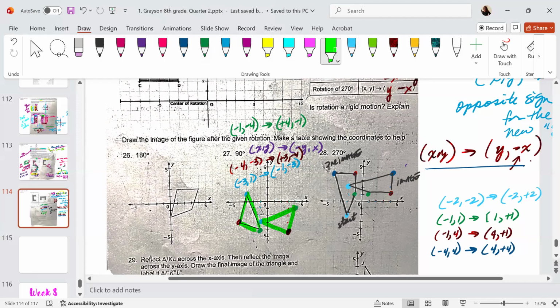Did your teacher teach you how to do this? Yeah, I took the notes, but I just didn't take my notebook. No, but did he teach you how to do this though? Yeah. Okay. (x, y), what's the equation? Is it just (-x, -y)? Yes. Okay.